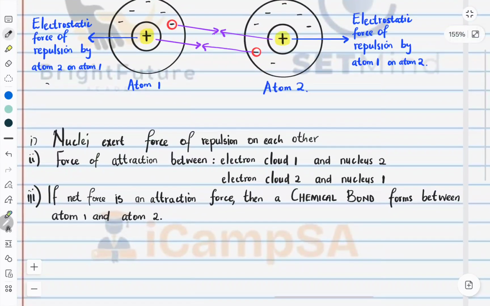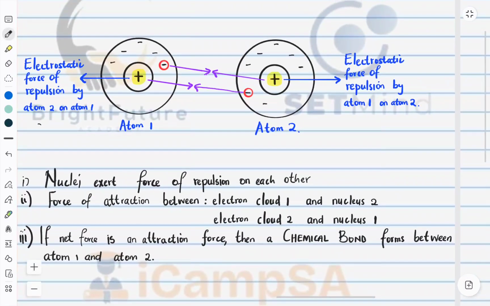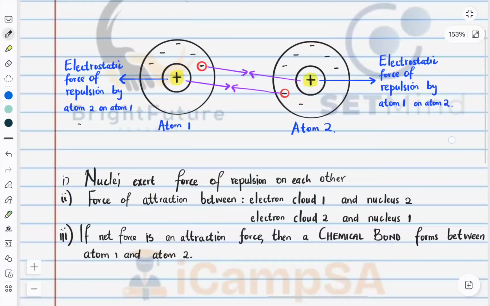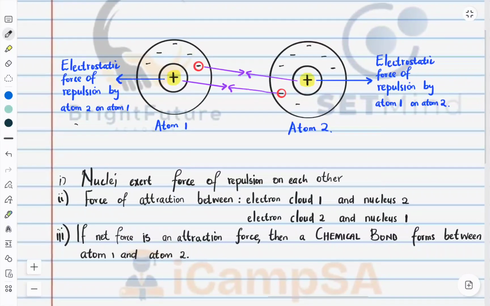Right, and then lastly, as I said, if the net force is an attraction force, then a chemical bond will be formed between atom 1 and atom 2. So that's pretty much what happens for a chemical bond to form. Now, there are also a few more things to discuss during the formation of the bond. What happens to the potential energies, or the overall potential energy, of these two atoms, right?